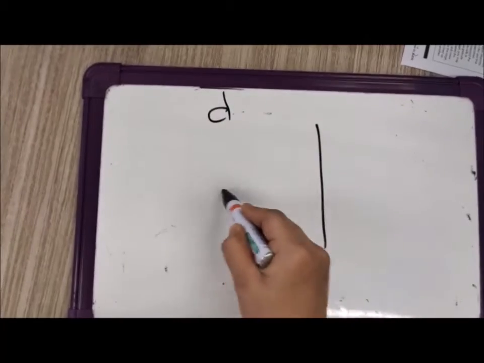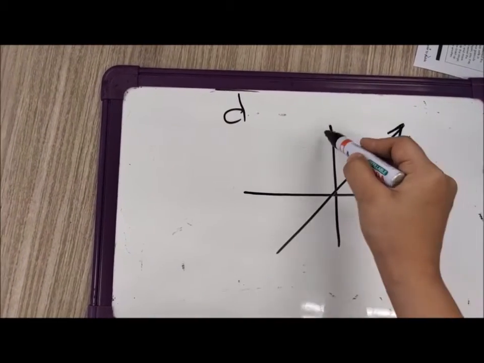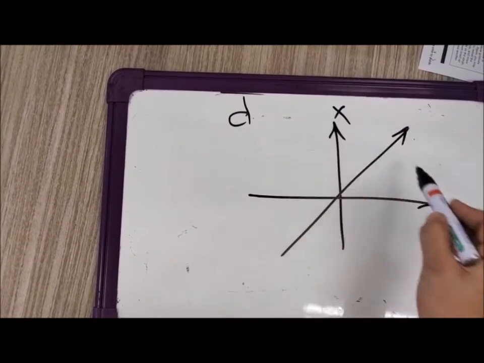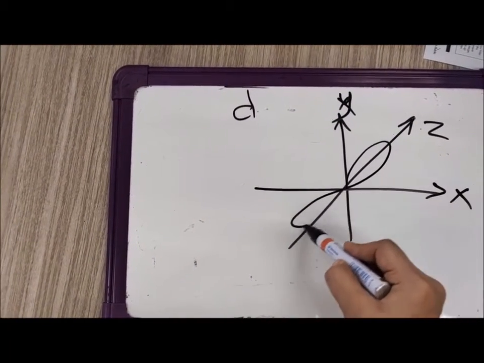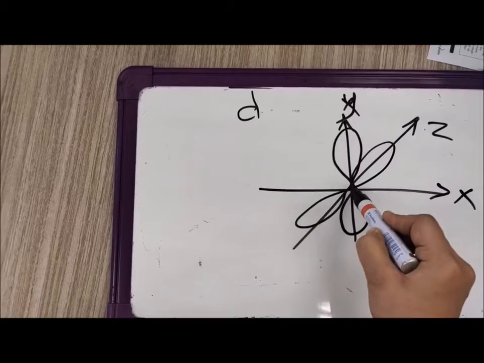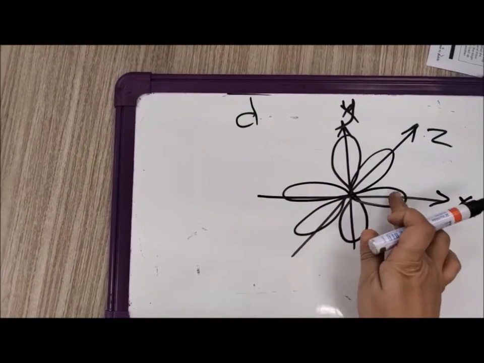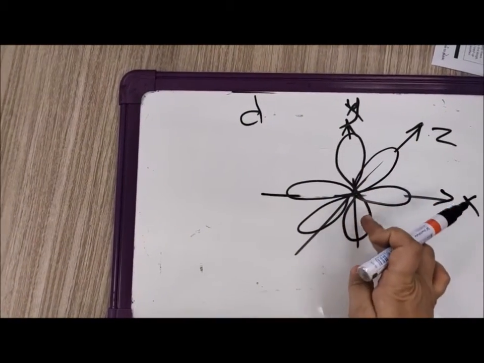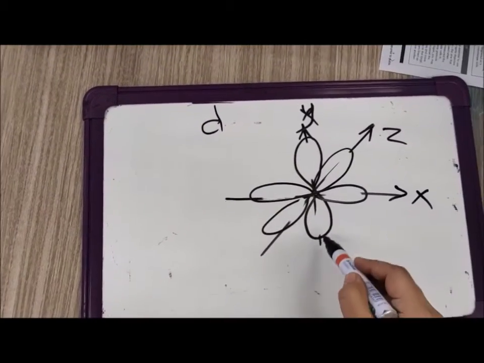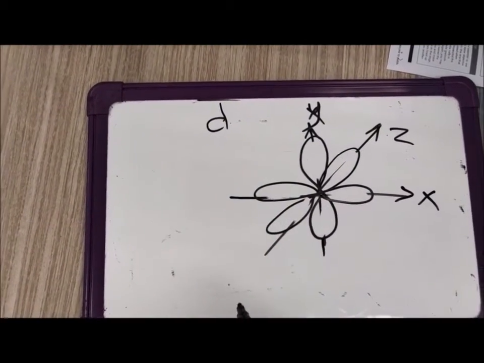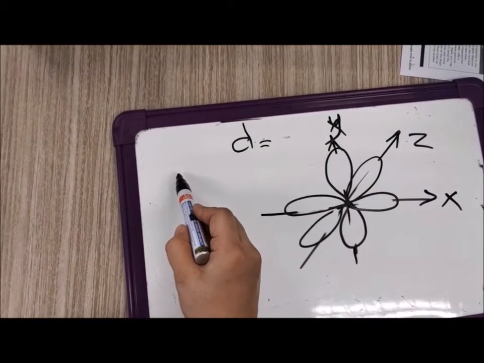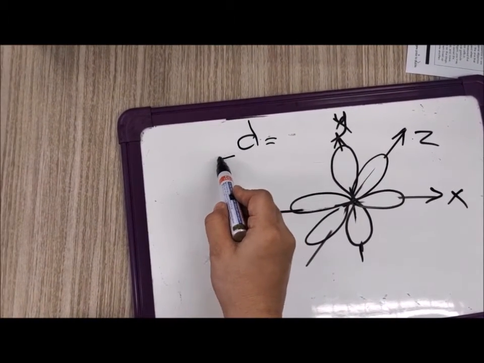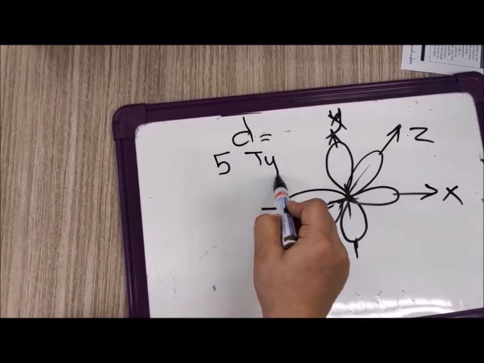For the D, we draw the coordinates again. This is Y, this is X, and this is Z. And so this is 1 dumbbell, 2 dumbbell, and then the next one on the X axis. So this is actually the shape of the D orbital. How many D orbitals do we have? For the orbital D, we have 5 types of the D orbital.